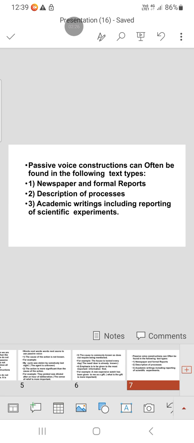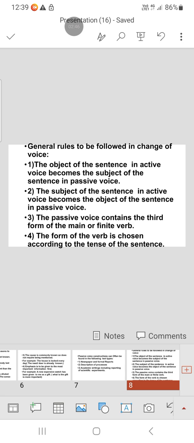Passive voice constructions can often be found in the following text types: newspaper and formal reports, description of processes, academic writing including reporting of scientific experiments. Then next, general rules to be followed in change of voice.